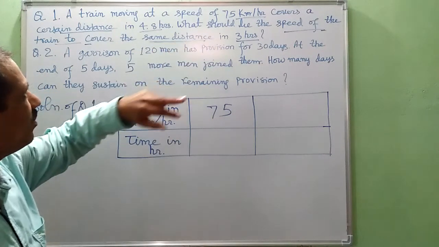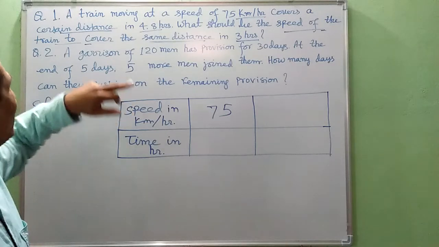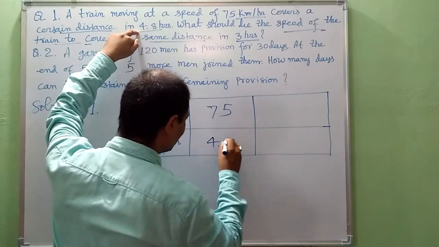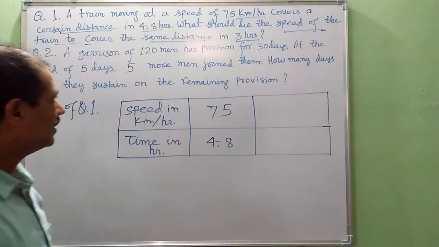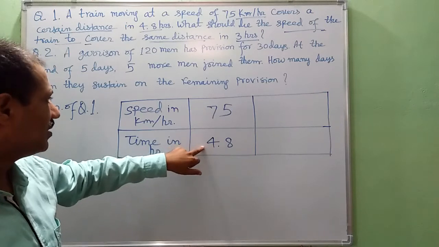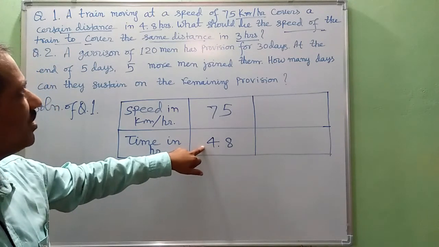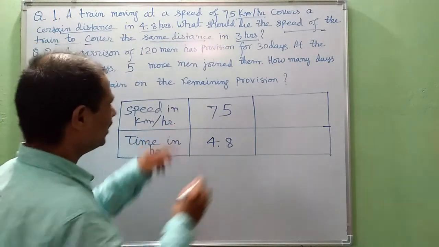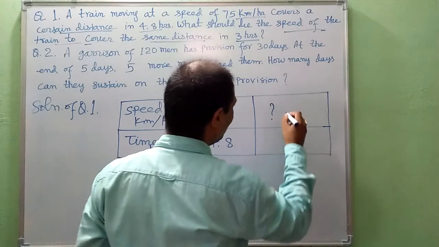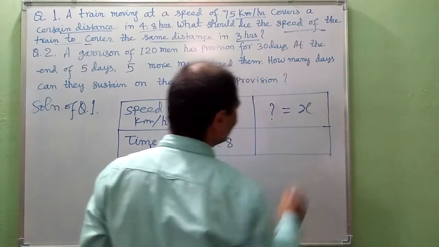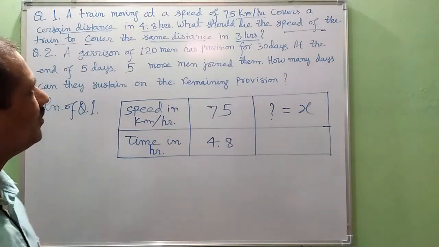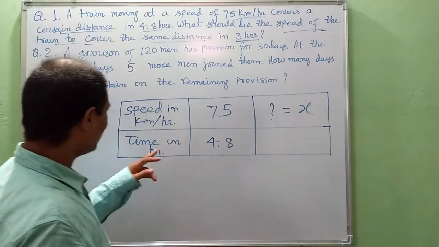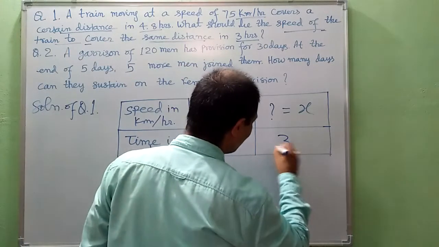Time, 75 km per hour, covers a certain distance in time, here 4.8 hours. This distance is this speed and time is this, and distance is constant. On the other hand, what should be the speed? Here this part is unknown. Put here x, this part is x. We have to calculate this part. To cover the same distance in 3 hours. 3 hours is given here.